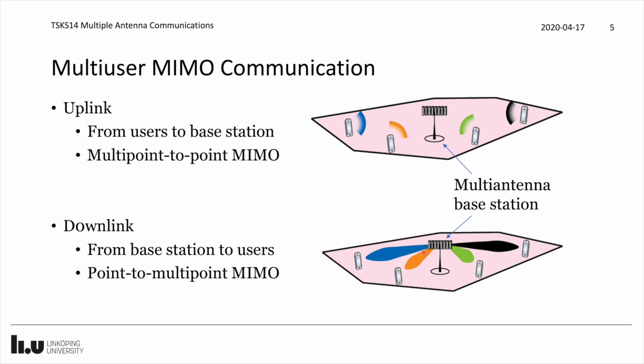So we have multiple antennas at the transmitter, and we have multiple receiving users. And we are indicating here that we are sending different beams to different users at the same time and frequency, while here we are having different users at different locations transmitting signals at the same time. And the reason that we call this MIMO, even if we only have 1 antenna in each user device, is because we have multiple points where the antennas are located. So it's a multi-point-to-point MIMO or point-to-multipoint MIMO case.